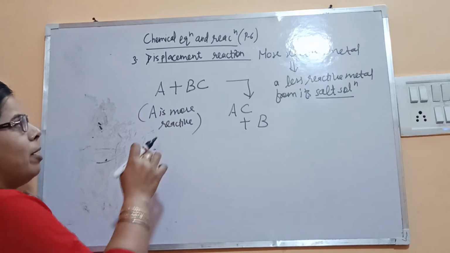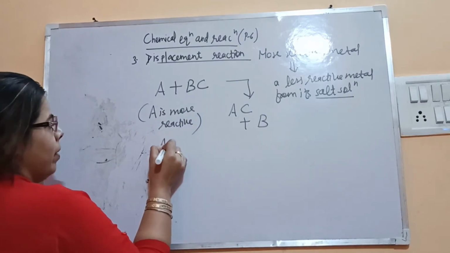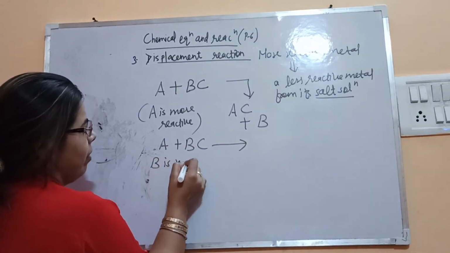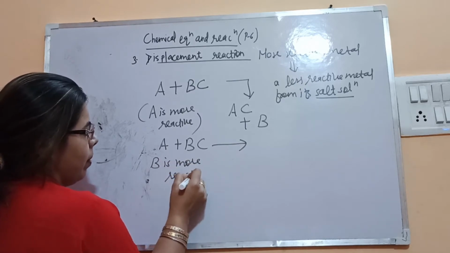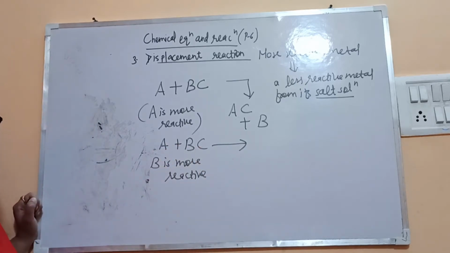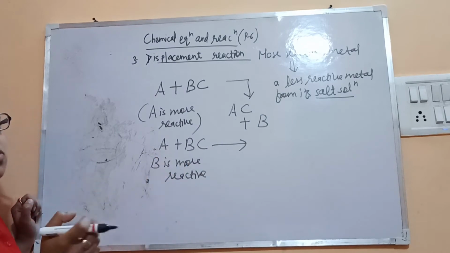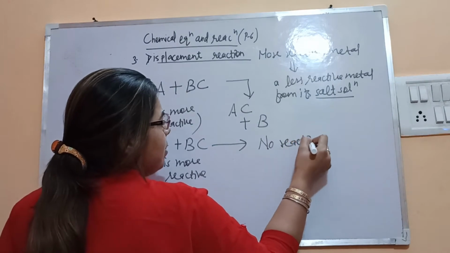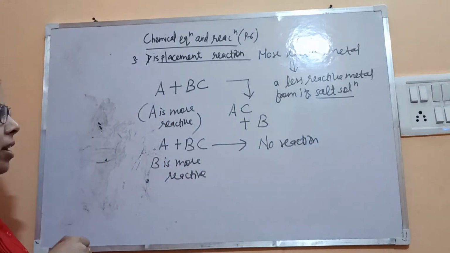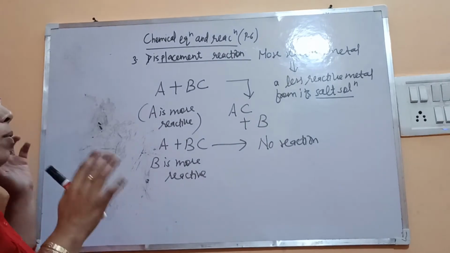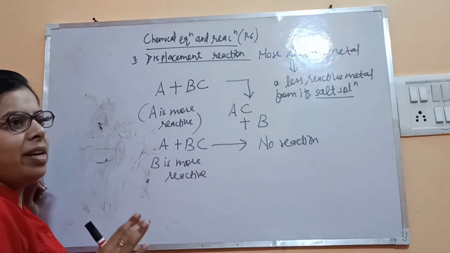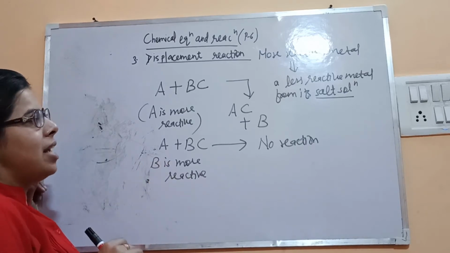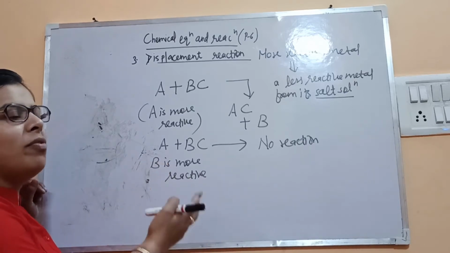Suppose I say that B is more reactive. A plus BC gives you, and I'm saying B is more reactive. Then A will not be able to displace B from its solution because A is less reactive, so here no reaction takes place. This is the meaning of the displacement reaction, that this takes place when a more reactive element displaces a less reactive element from its salt solution. Or you can say that the movement of the ions is taking place. This I will show you, how the movement of the ions happens.